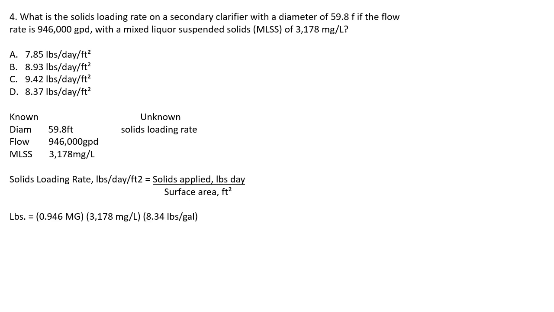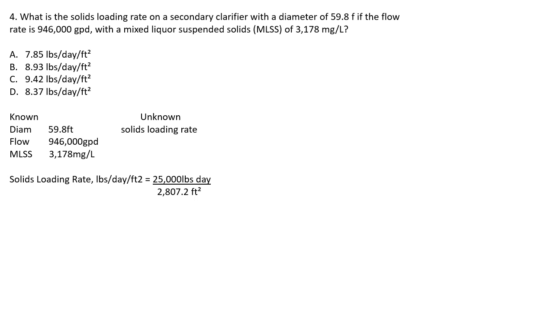So we have 0.946 million gallons times 3,178 milligrams per liter times the standard of 8.34 pounds per gallon, multiply across, and the answer was 25,073. So now we can plug it into our formula. All right, so now we need to solve for the surface area. They gave us the diameter, so 0.785 times diameter squared. So we have 0.785 times 59.8 feet times itself. You do your multiplication, you end up with 2,807.2 square feet. We can plug that into our formula.